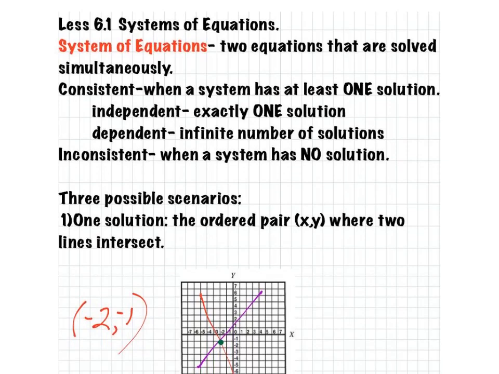Okay, first thing I need to do is define a system of equations. Here's your definition. A system of equations are two equations that are solved simultaneously. A system of equations may be consistent, and that is when a system has at least one solution. When a system has at least one solution, it is said to be consistent. Consistent means there's at least one solution.